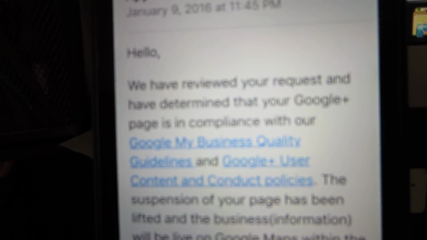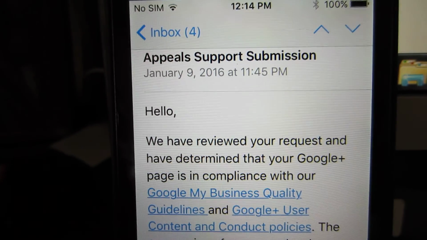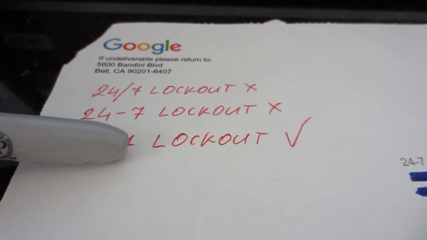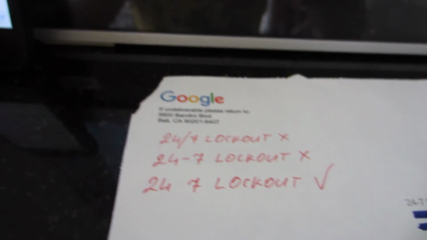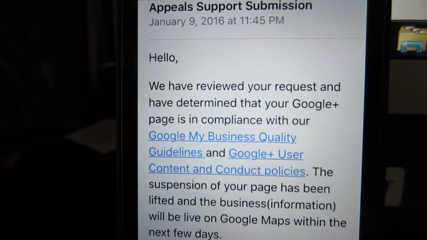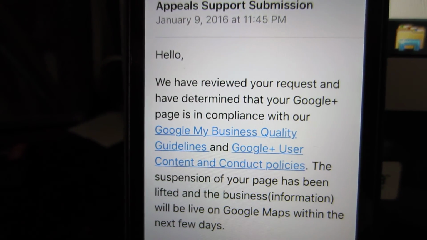So all I did was send them an appeal for a resubmission, and I completely removed any characters, just left 24/7 lockout. And it was on Saturday afternoon. Sunday morning, I got this letter saying that it's in compliance, and now everything's back to normal. Of course, I lost my first page position because I'll have to build it up again.